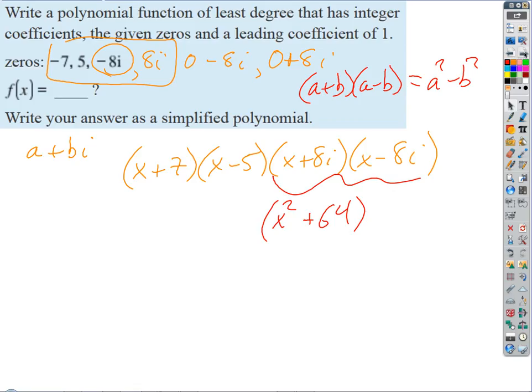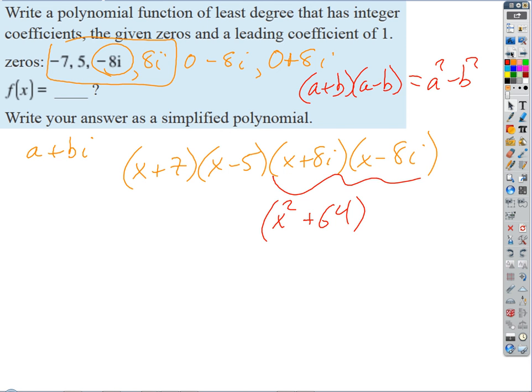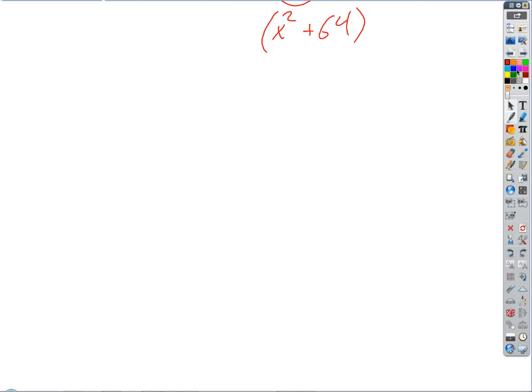Okay, what about one like this? What if I gave you one like this? What if I said the zeros are 2, 1 minus the square root of 2, and square root of 2i. What's the least degree I could build if my polynomial has to have rational coefficients?